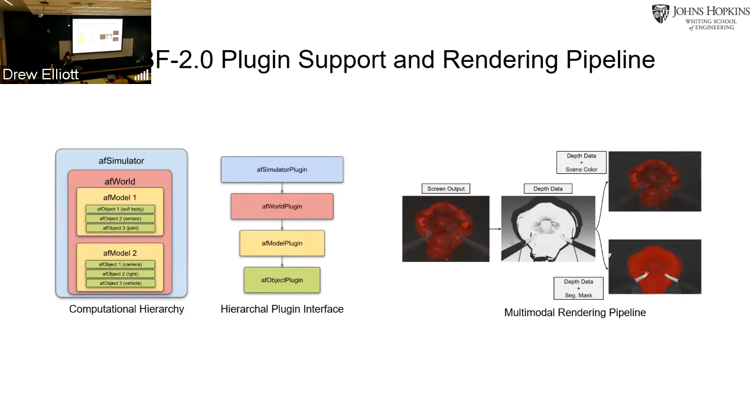On the right shows you the multi-model rendering pipeline. So we render the scene as usual on the leftmost figure. We generate the depth point cloud, and then we can use custom shaders to render the segmentation index and superimpose it on the depth point cloud and stream it out using ROS.